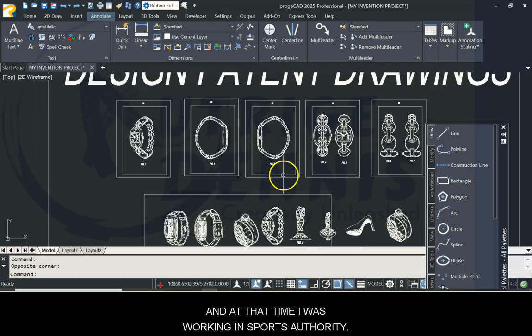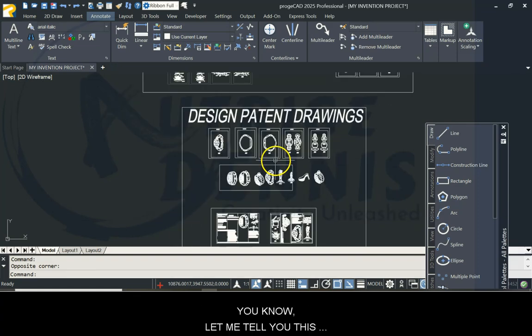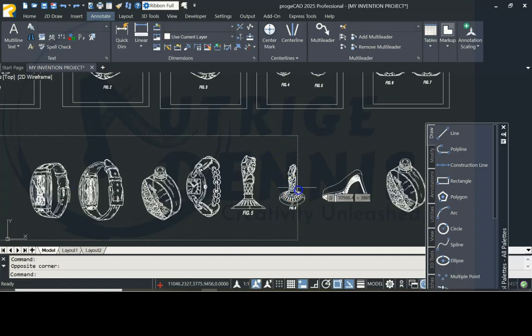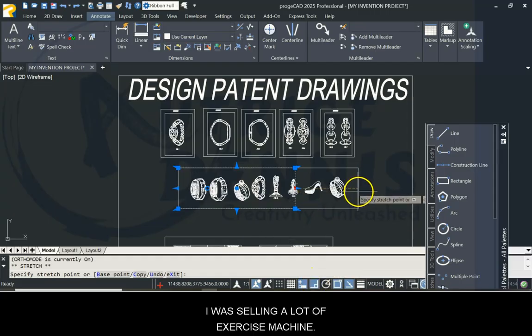And at that time, I was working at Sports Authority. For some reason, I was drawn to patent. Let me tell you this story, right? I was working in the fitness department. For some reason I could sell. I was selling a lot of exercise machines.